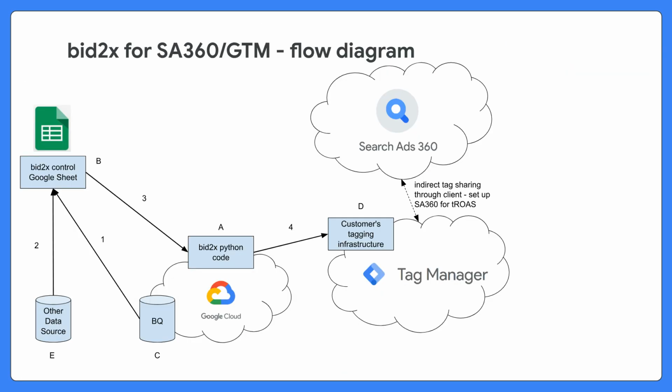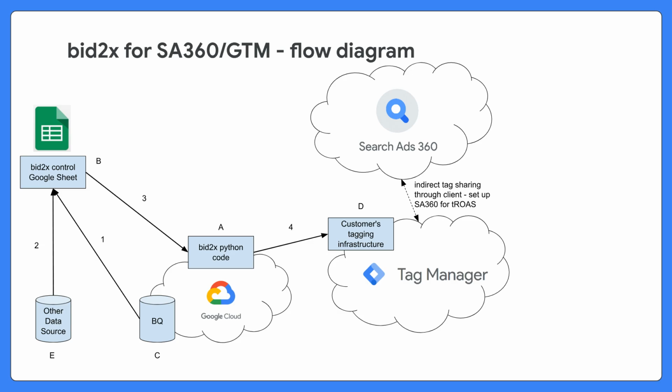Now, let's look at bid2x for SA360 via Google Tag Manager. This implementation takes a slightly different, indirect approach. Instead of a direct API interaction with SA360, bid2x uses dynamic HTML tags within GTM to deliver first-party data.